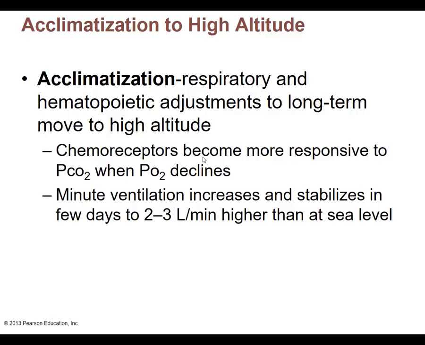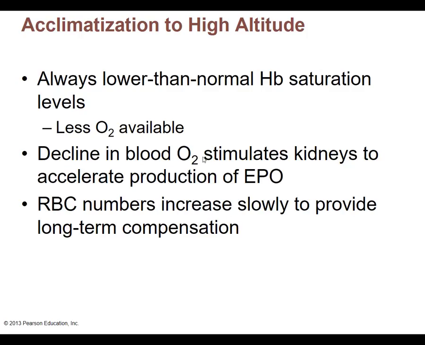Now, you're always going to have lower than normal hemoglobin saturation levels at higher altitudes. There's less oxygen there. So instead of having 98% of all your hemoglobin full, you might have closer to about 67% of your hemoglobin full. It's still enough though. That's still absolutely enough oxygen to survive. Otherwise people would never live at high altitudes.